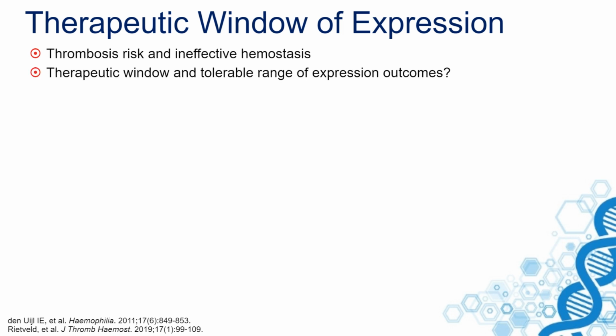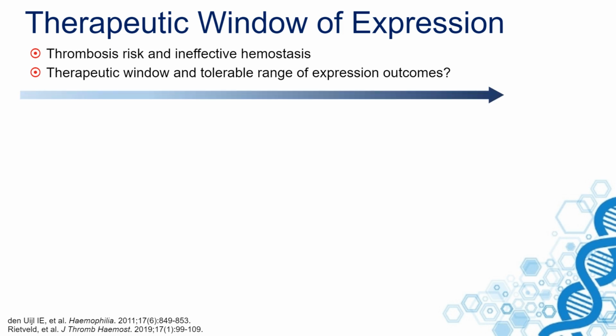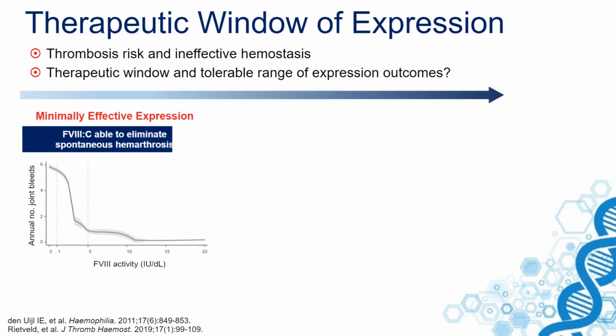Relative to the transgene, we can start to define the therapeutic window of expression based on existing epidemiological data. These data are far more defined for factor VIII than for factor IX, so we're effectively extrapolating a bit from the factor VIII data for factor IX. If we want to define the therapeutic window, on the lower end we want factor expression that's minimally effective at preventing or eliminating spontaneous hemarthrosis. And on the upper end, we want expression that does not confer a prothrombotic risk.